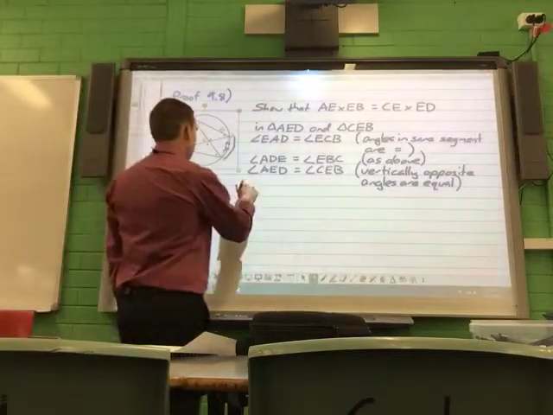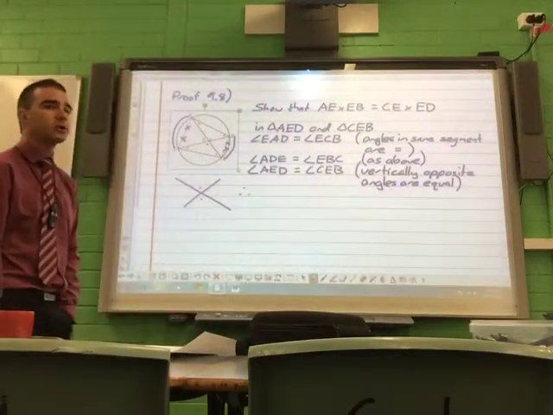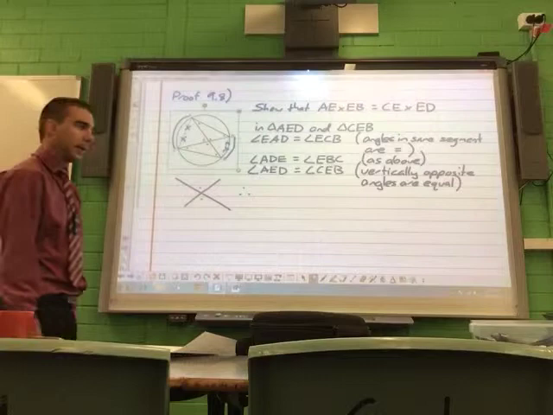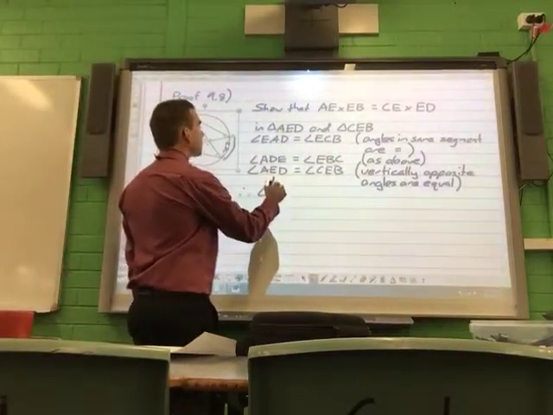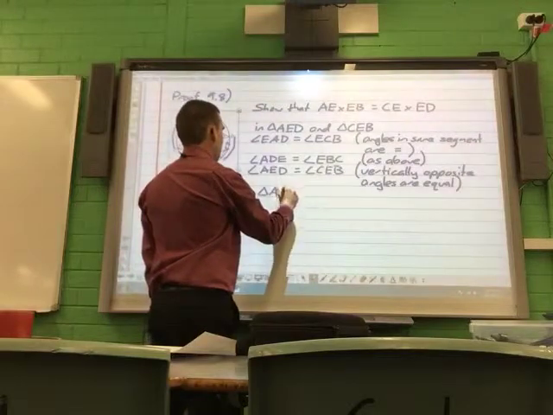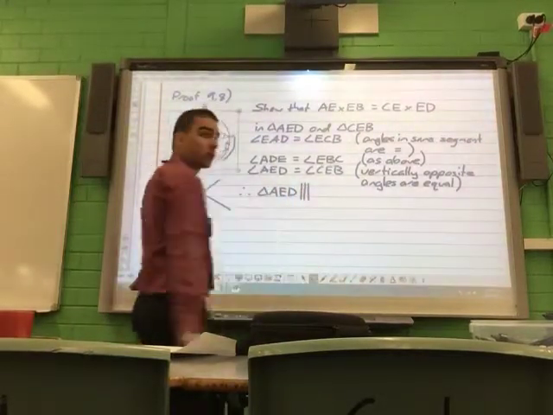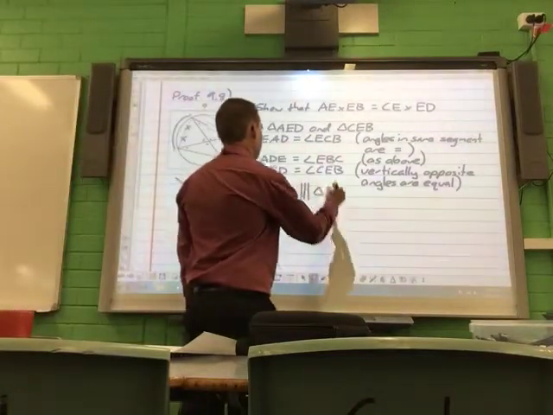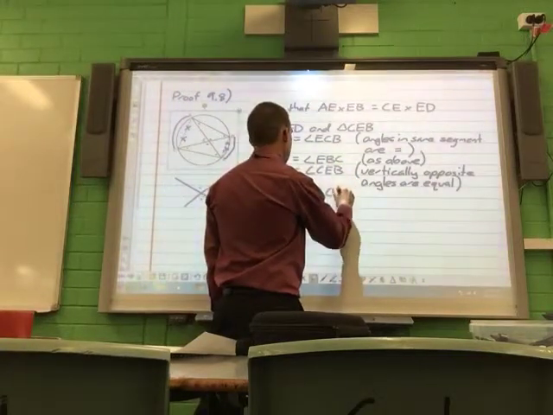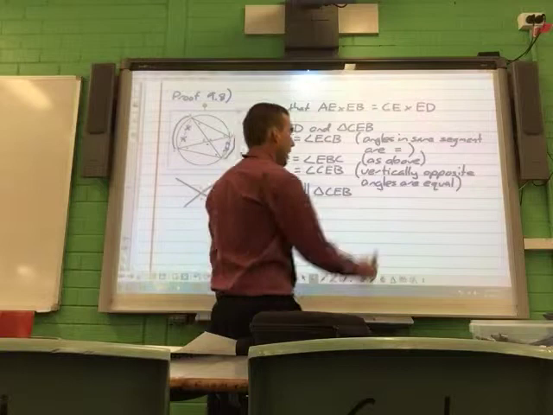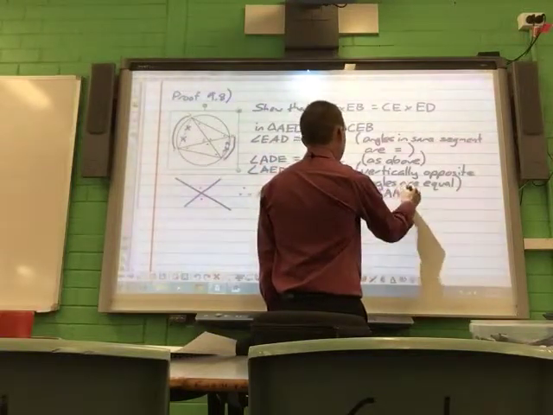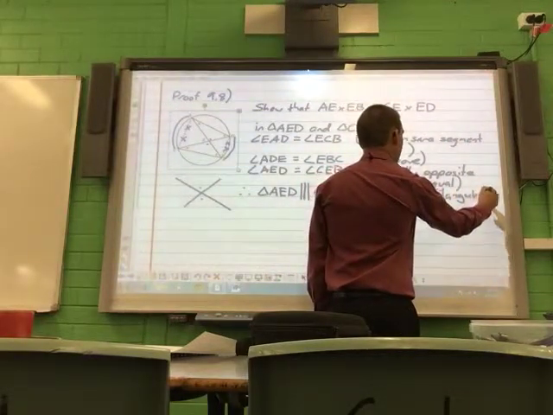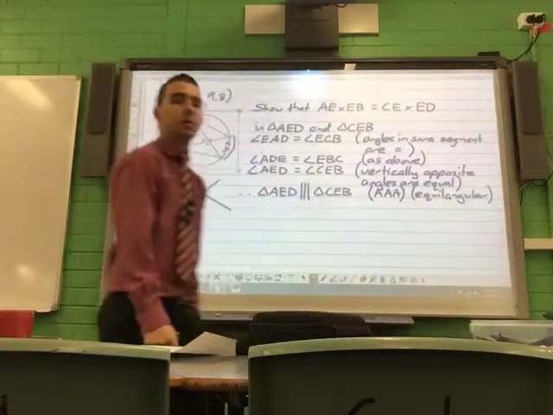Alright, so when we've shown that three angles are equal, the two triangles are similar. They're only congruent if the sides are equal as well. So therefore, triangle AED is similar, which is 3 vertical lines, to triangle CEB. Congruent is horizontal, similar is vertical. You can either say triple A or you can say equiangular. One or the other will be fine.